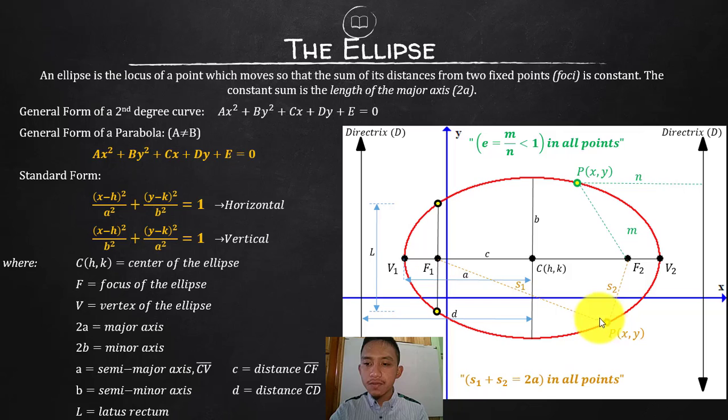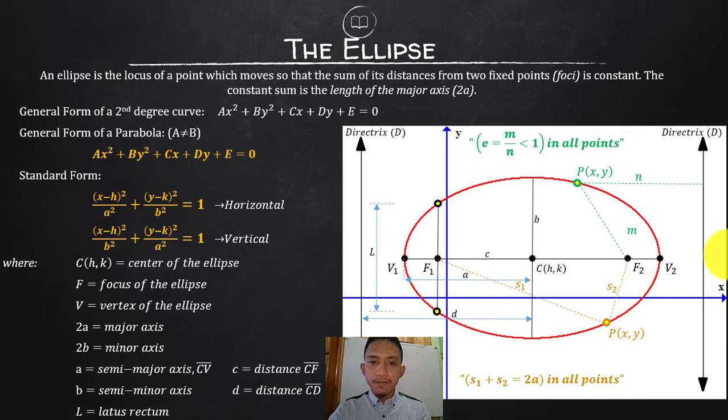Let's say I consider that point. The distance to F1 and F2, if I summate that, will always be 2A. Any point, let's say this one: distance to this and distance to that, summed, is always 2A.